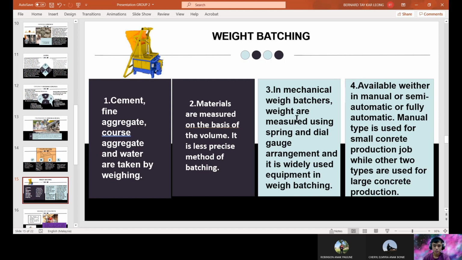The third one is in mechanical wet batches, weights are measured using a spring and dial gauge arrangement, and it is widely used equipment in wet batching. The fourth one is available either in manual or semi-automatic or fully automatic. Manual type is used for small concrete production jobs, while the other two types are used for large concrete production.